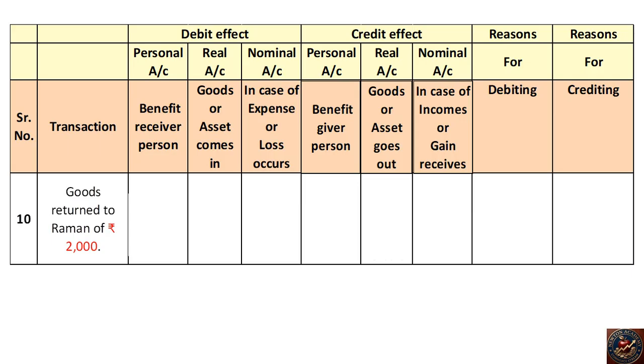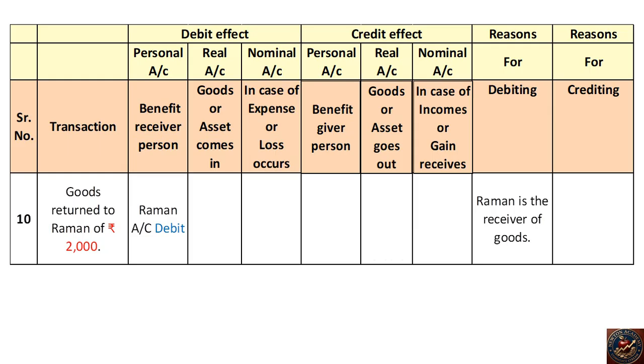Goods returned to Raman of 2,000 rupees. The debit side. Raman is an individual person. When we return goods back to him, he becomes the person receiving those goods. According to the personal account rule, we debit the receiver. Therefore, we debit Raman account. The reason for debiting is simple. Raman is the receiver of goods.